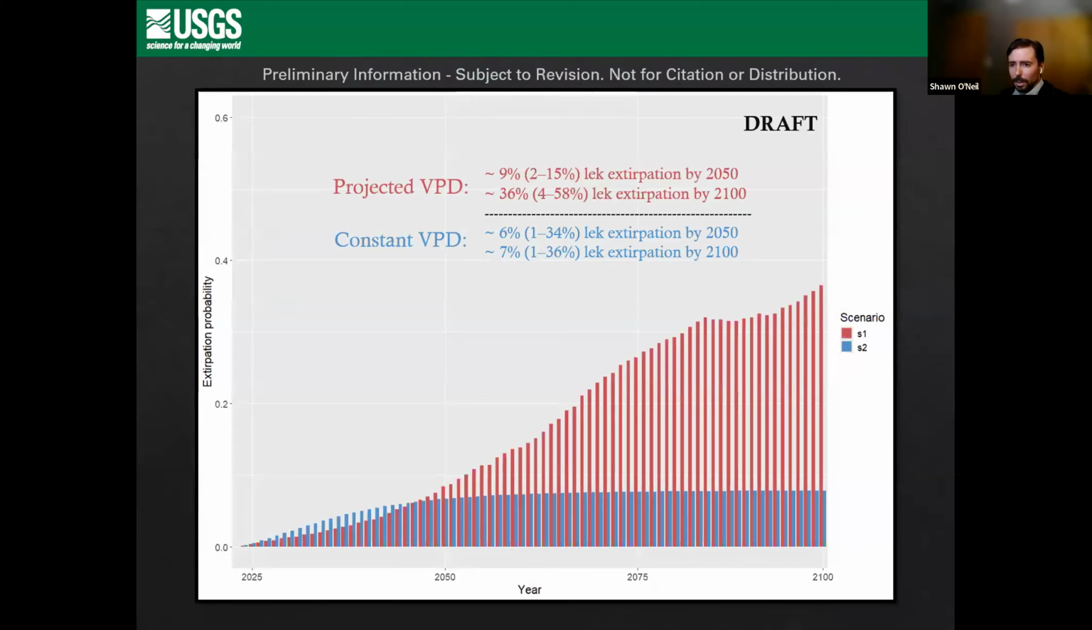And now, just putting everything together, our models are showing negative effects of increased aridity and extreme drought on sage-grouse populations. We simulated the probabilities that the leks in our model would be extirpated by the end of century under a couple of assumptions. The first one is that VPD increases over time based on projections from the 16 different GCMs. The second one is no change in VPD from current long-term average. And the results show on average 36% of leks were projected to be extirpated by 2100 under the climate change model. That number stabilizes at just 7% under the constant climate projection.